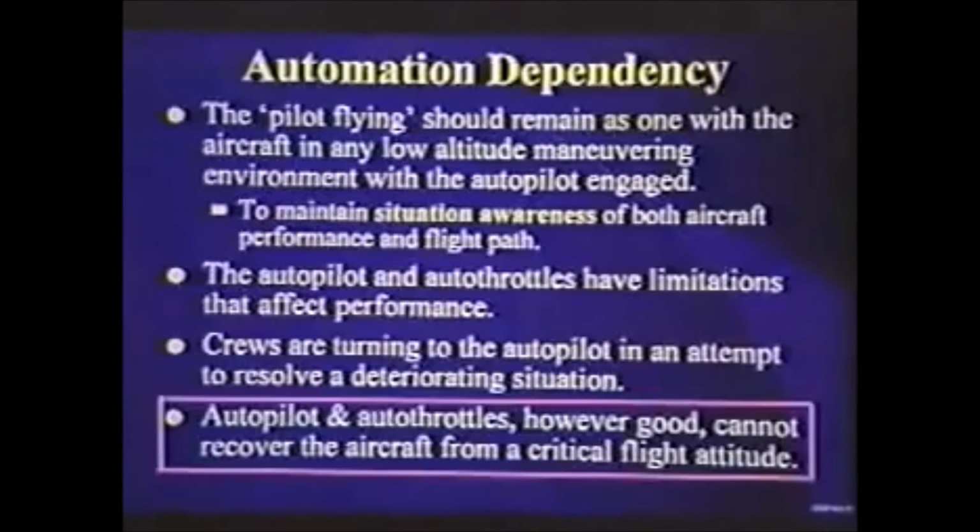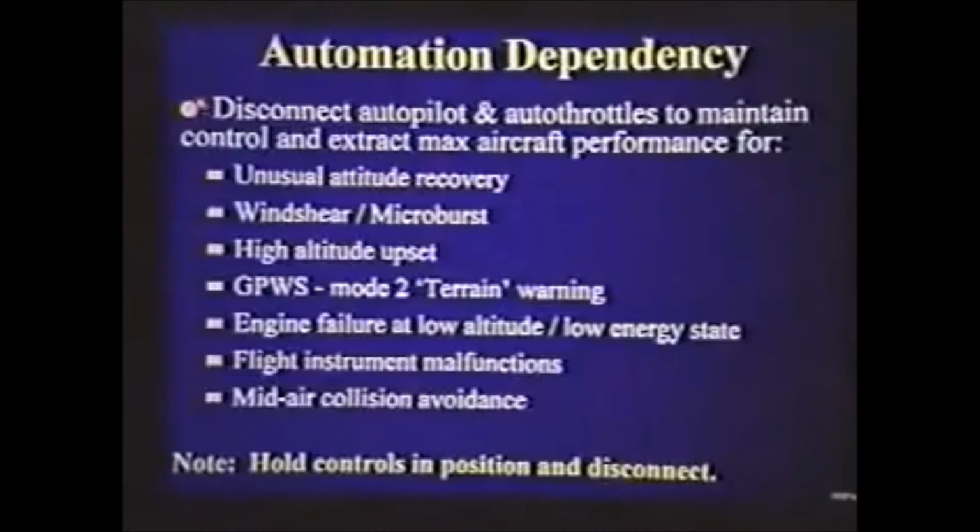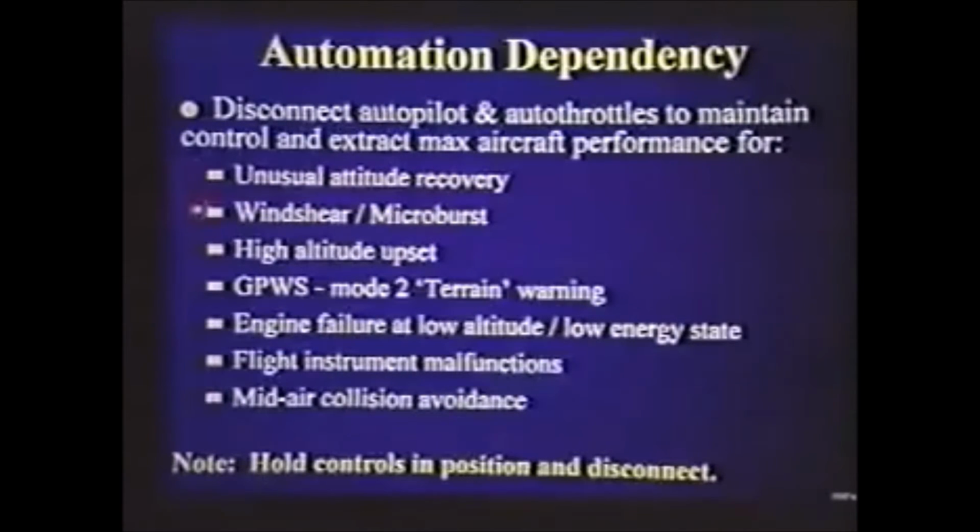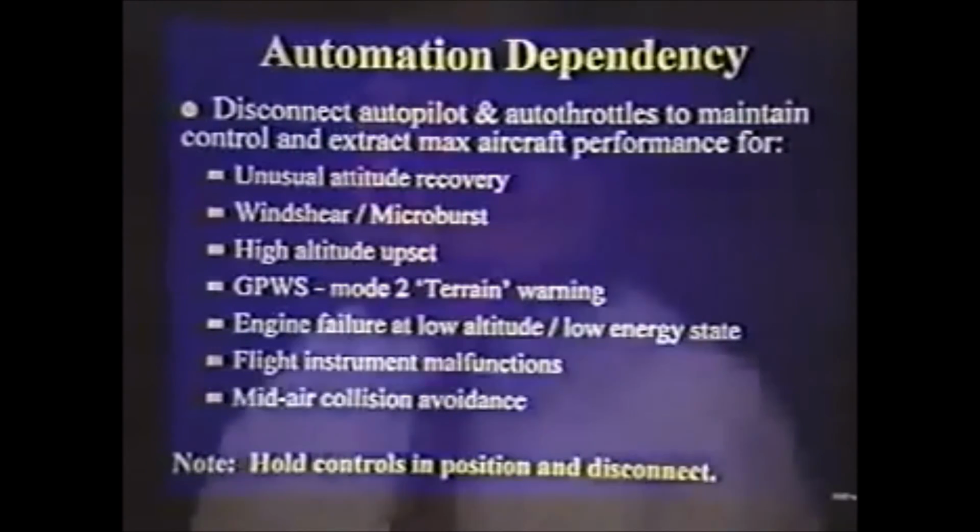And then this, the autopilot and the auto throttles, however good, cannot recover the airplane from a critical flight attitude. So many of you have seen in your manuals, all fleets, in each of these respective areas where they are treated, we're talking now about disconnecting the autopilot and the auto throttles in order to maintain control and extract maximum performance for each of these things. And we've talked about all these today: unusual attitude recoveries, microbursts, high altitude upset, GPWS Mode 2 terrain warnings, engine failure, low altitude, low energy, flight instrument malfunctions, mid-air. Well, we haven't talked about mid-air collision avoidance, but that's a perfect example of automation dependency.